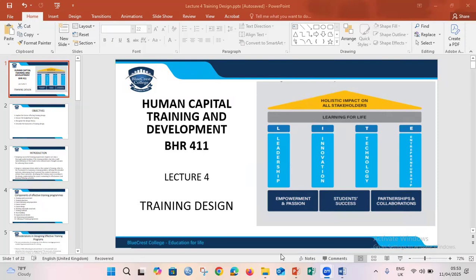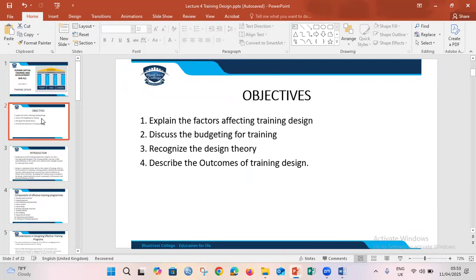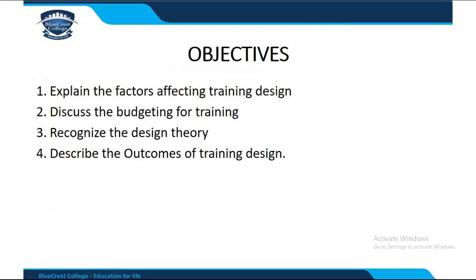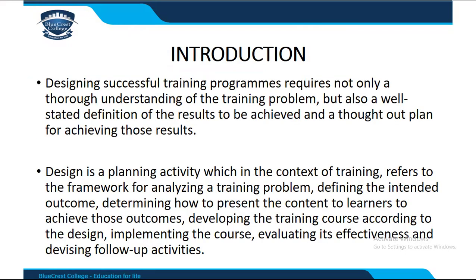We want to quickly look at training design, which is our fourth in this discussion. And our objectives are to explain the factors that affect training design, to discuss the need for budgeting when it comes to training, to recognize the design theory, and then describe the outcomes of training design. So these will be our focus in the discussion today.